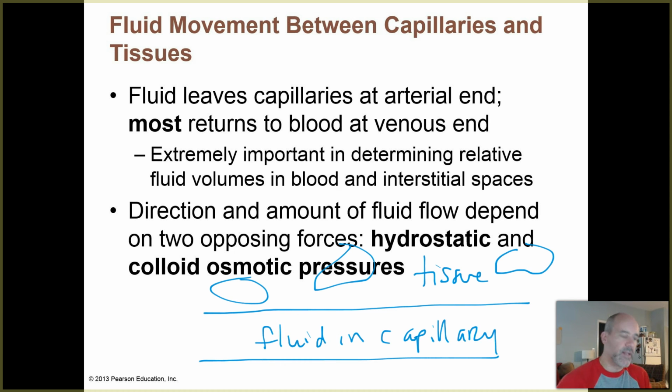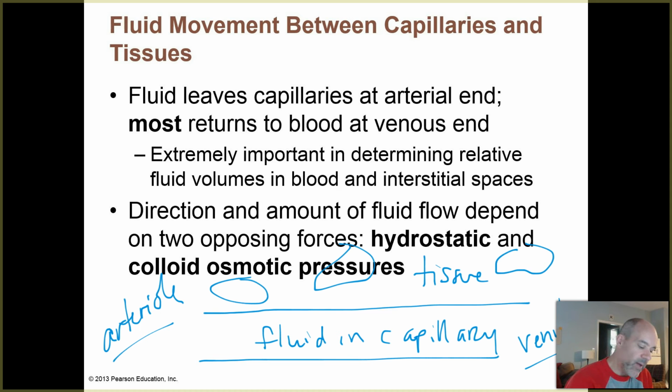How this works is, you've got an arteriole over here and a venule over here, because that's the way blood flows. And the way this needs to work, fluid and solutes need to move out of the capillary on this end, and they need to move back in over on this end. So on this end, we need the good stuff like oxygen gas.